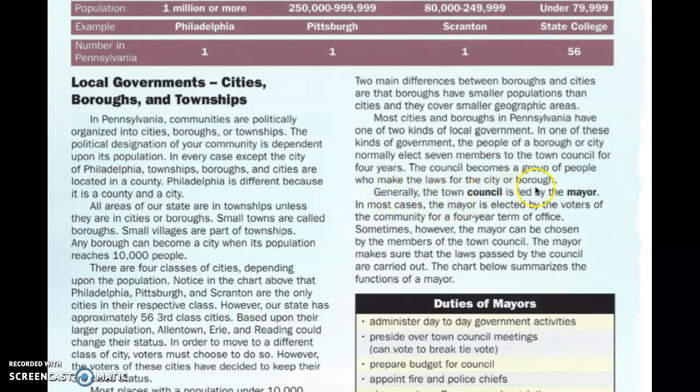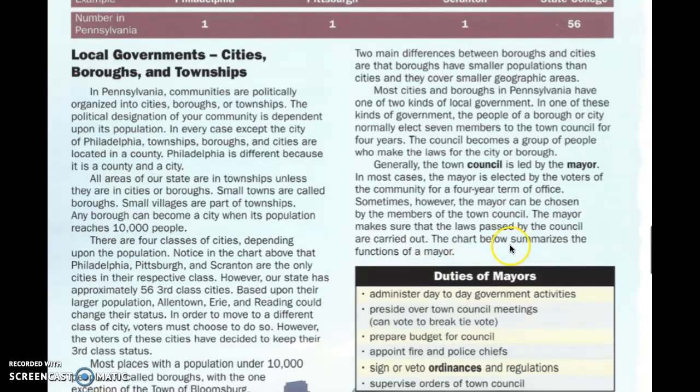Generally, the town council is led by the mayor. In most cases, the mayor is elected by the voters of the community for a 4-year term of service. Sometimes, however, the mayor can be chosen by the members of the town council. The mayor makes sure that the laws passed by the council are carried out. The chart below summarizes the functions of a mayor.